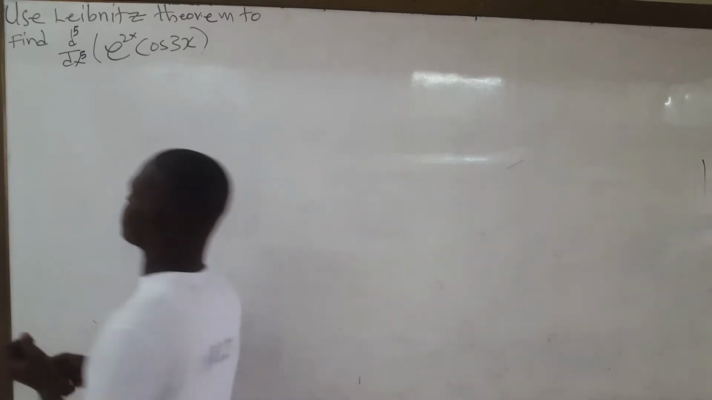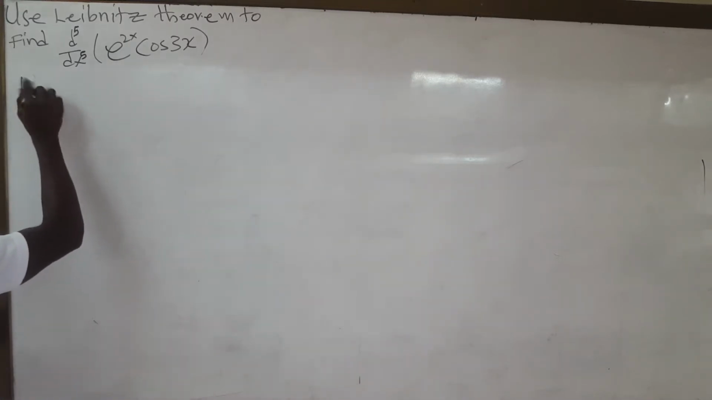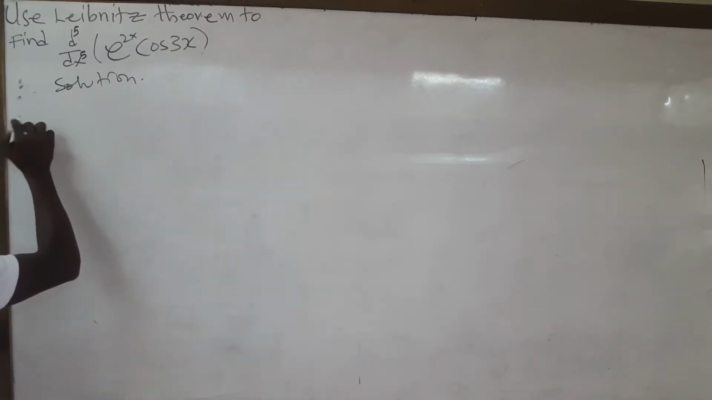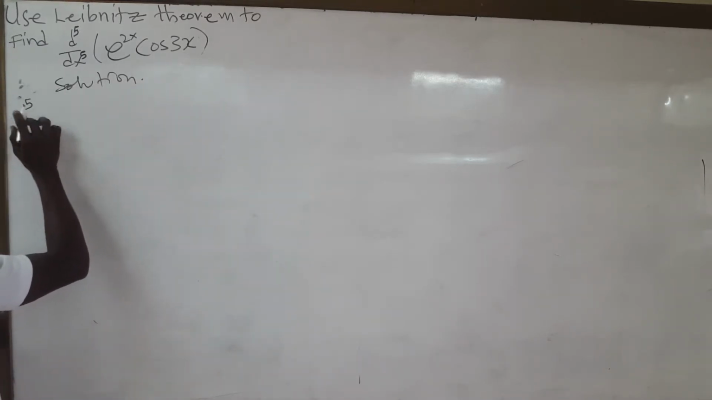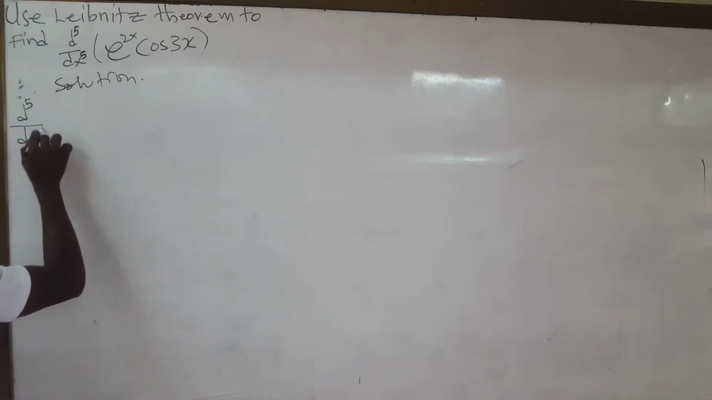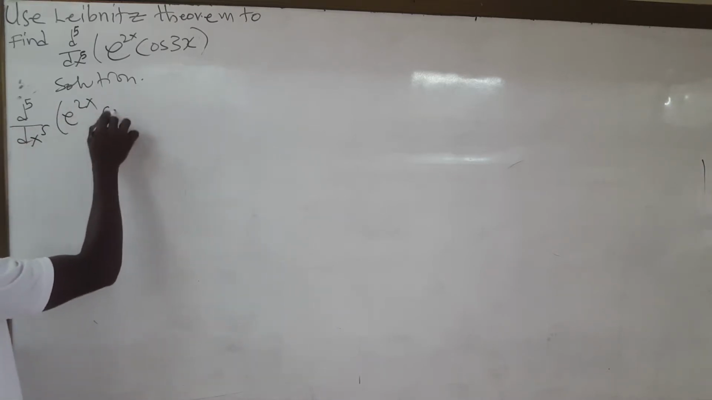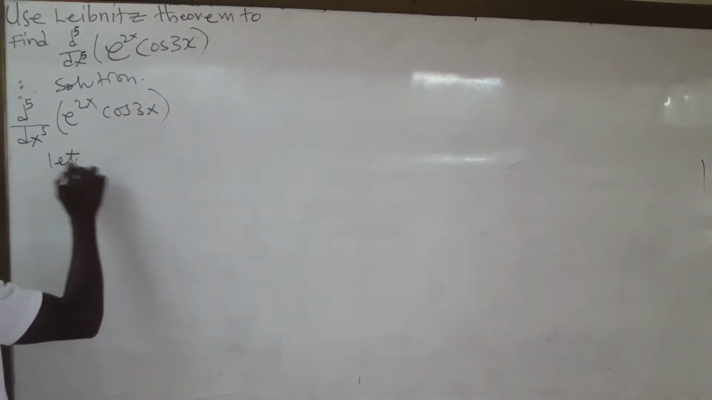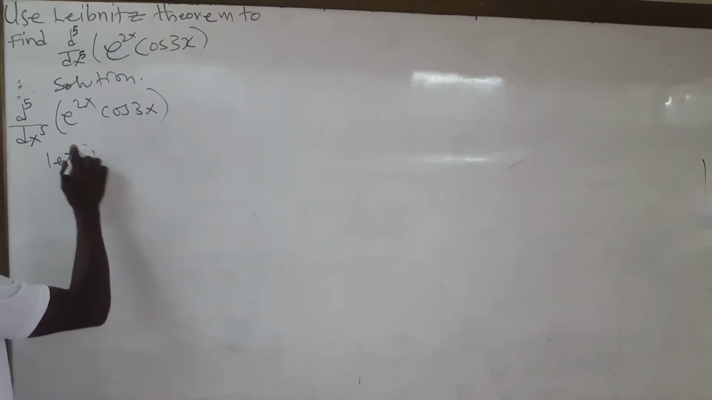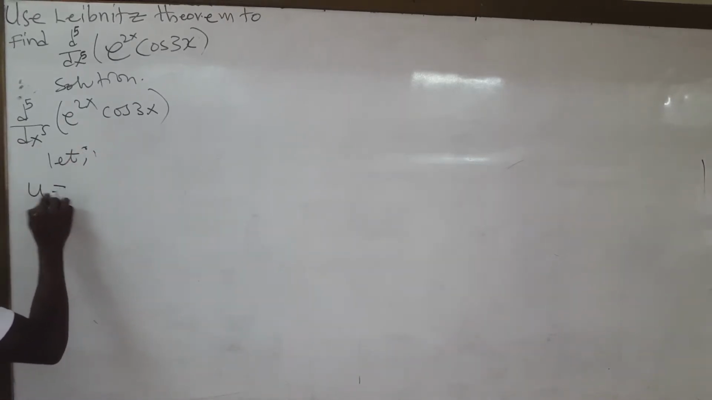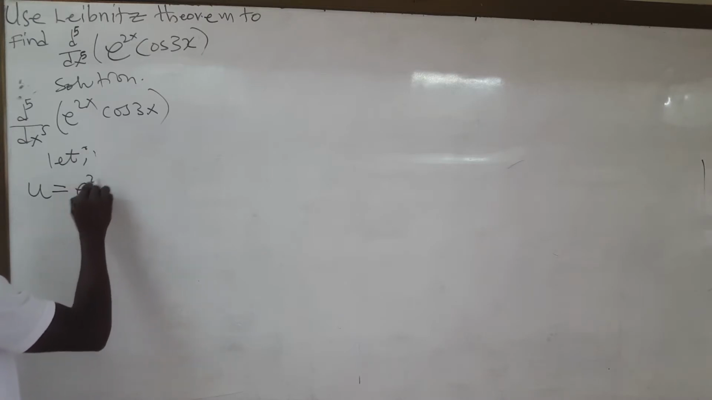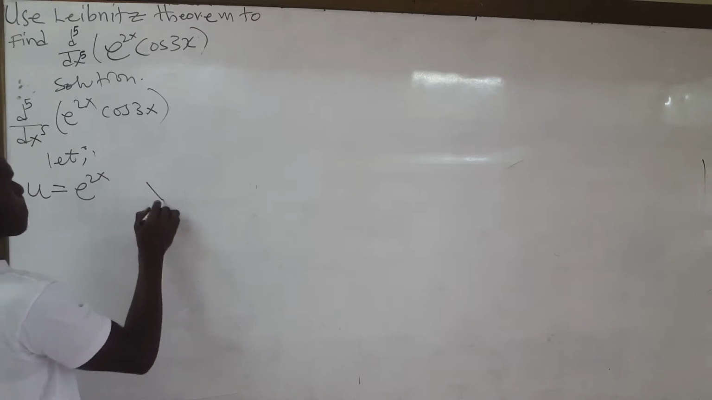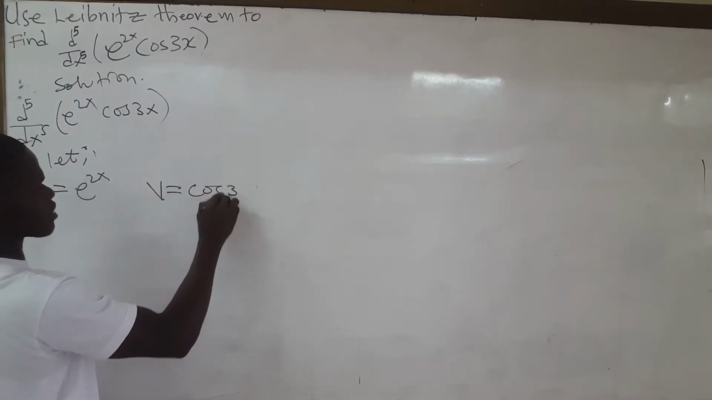So we begin by saying, let this be our solution. This is the fifth differential of e exponent 2x times cos 3x. Let me write that here. Let u equal e exponent 2x, and let's also let v equal cos 3x.